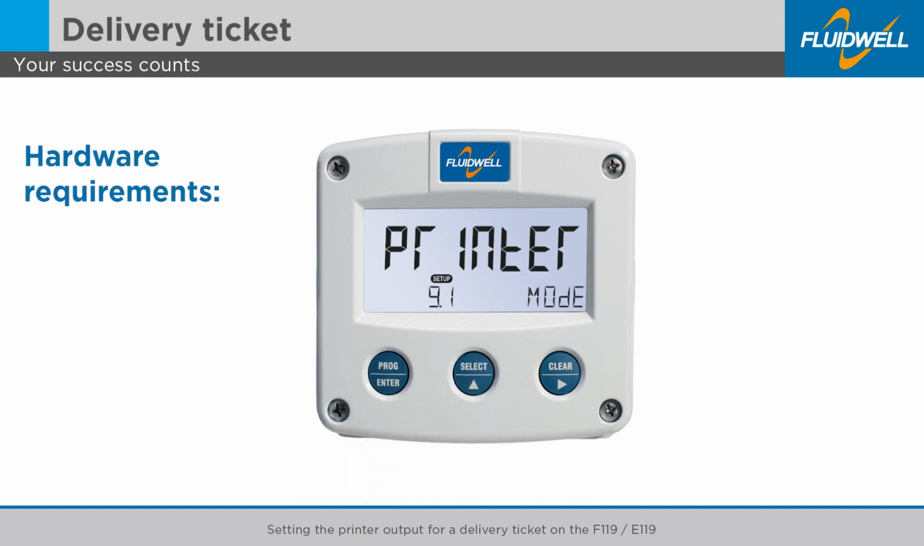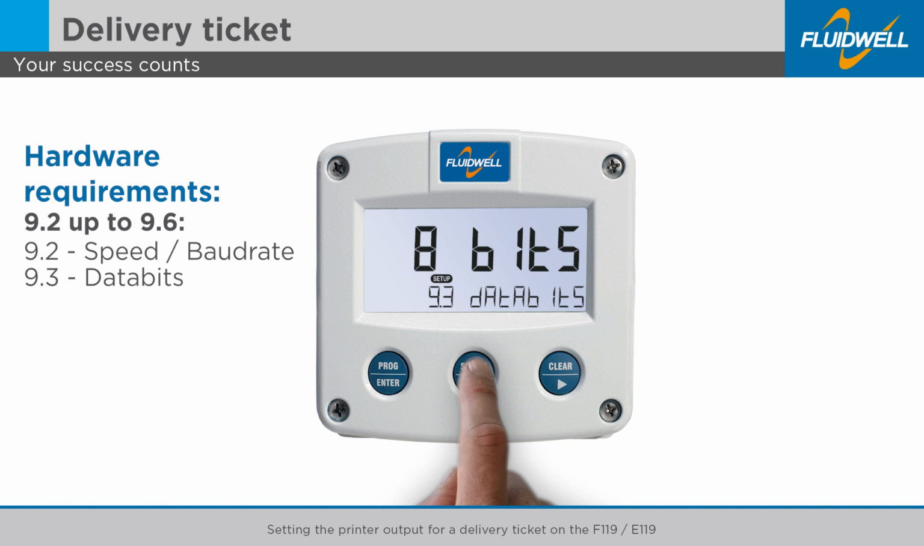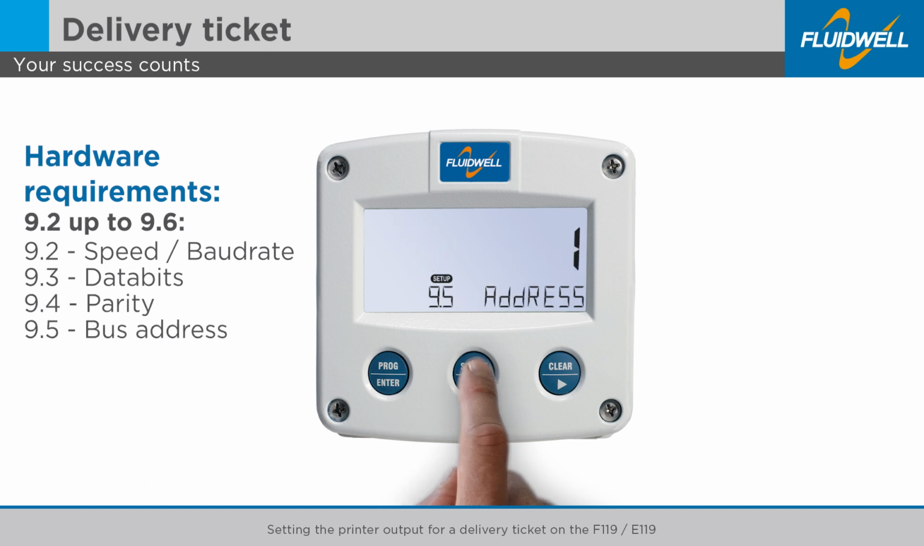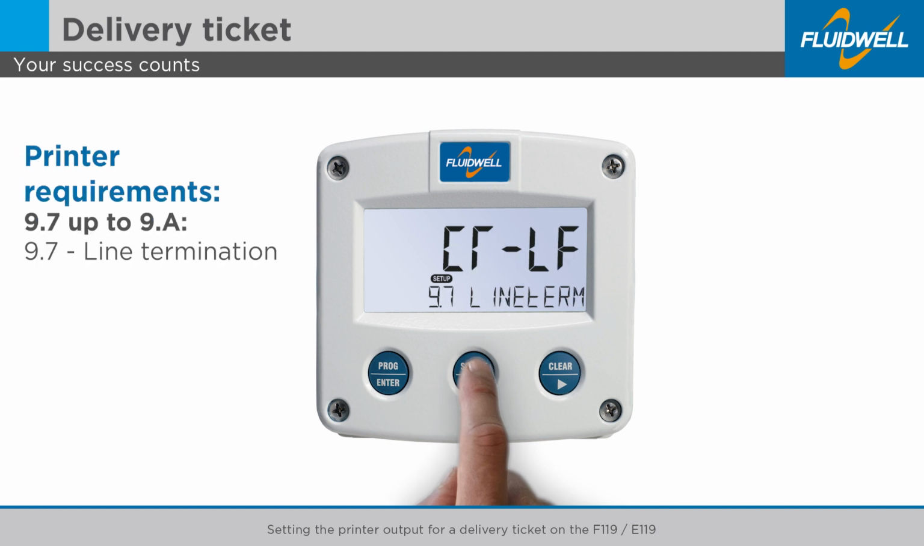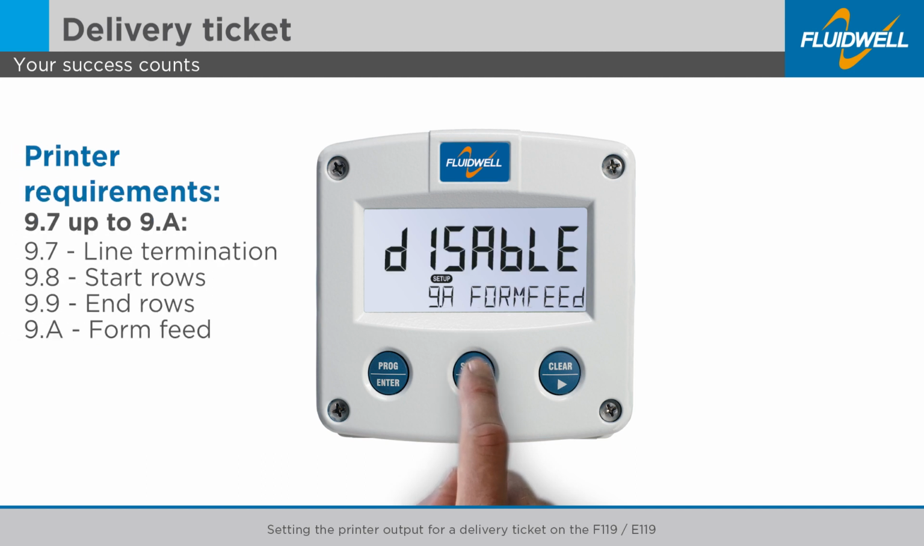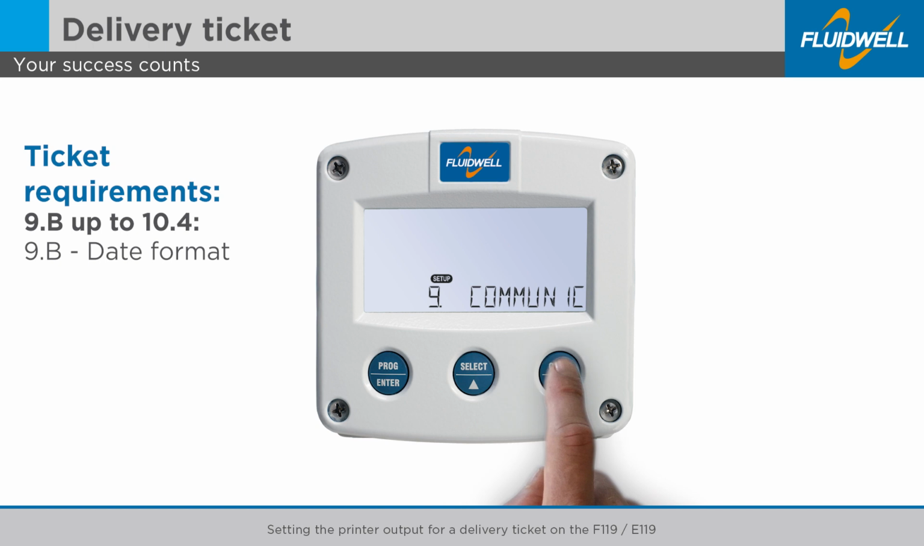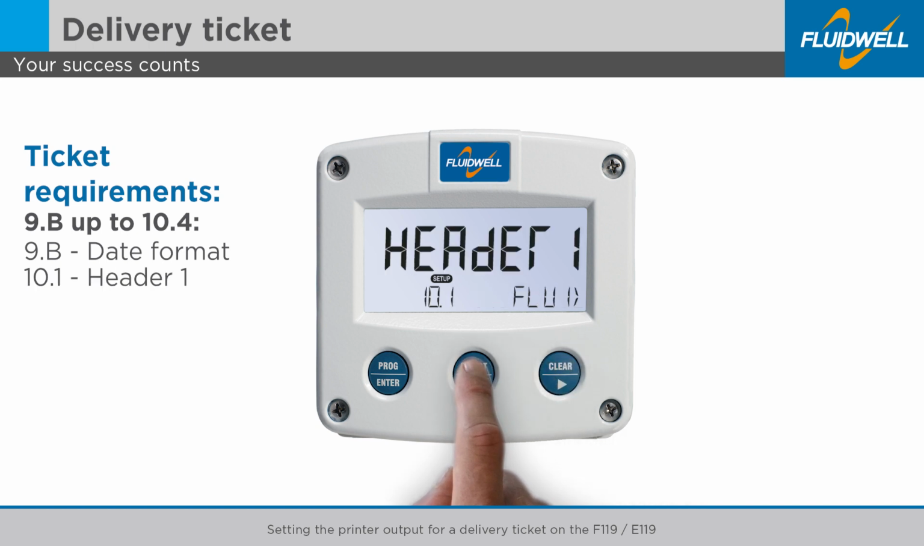Change the following menu settings according to your requirements or preferences. Menu 9.2 up to 9.6 are communication settings, which can be set according to your hardware requirements. Menu 9.7 up to 9.A are printer settings, which can be set according to your printer requirements. Menu 9.B up to 10.4 are ticket settings, which can be set according to your ticket layout preferences.